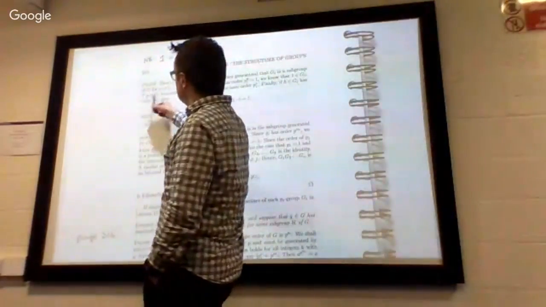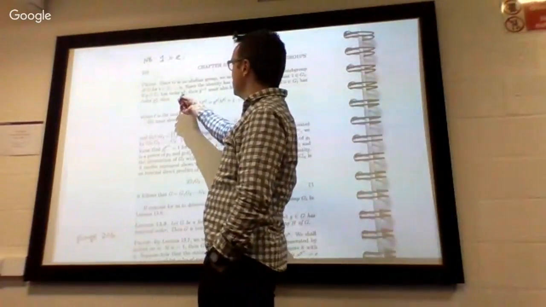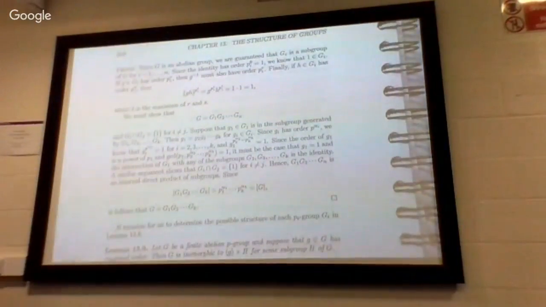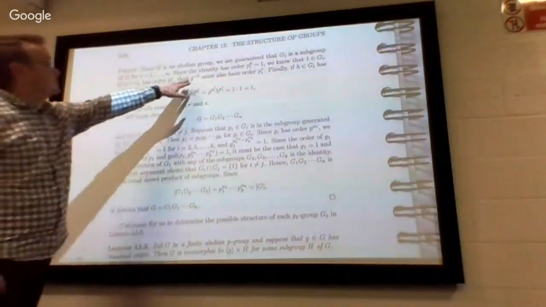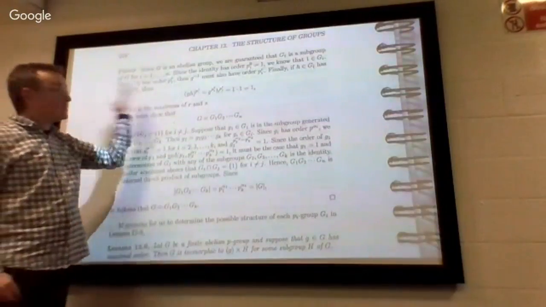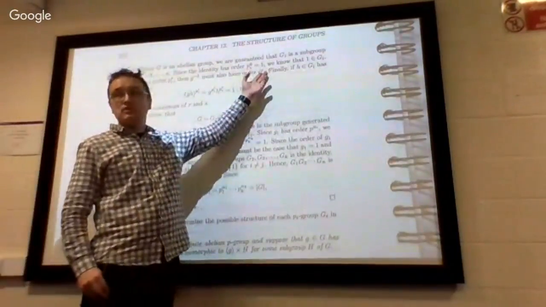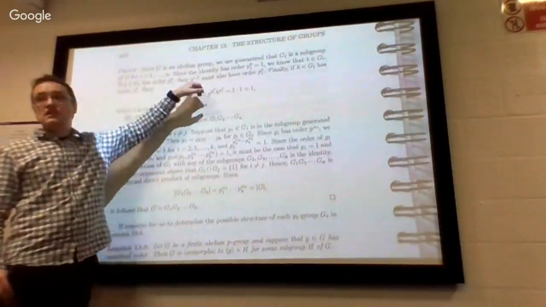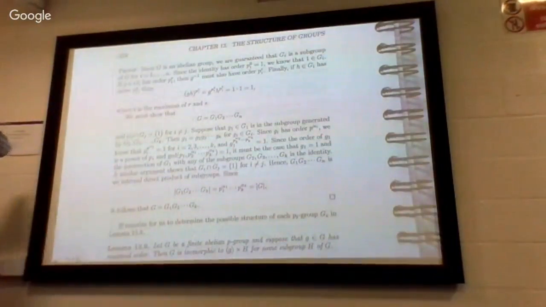If an element in G_i has a certain order, p_i to the r, then its inverse, well, remember the order of an inverse element is the same as the order of the element, so again it has order a power of the prime. So G_i has all its inverses. It's closed under inverses.